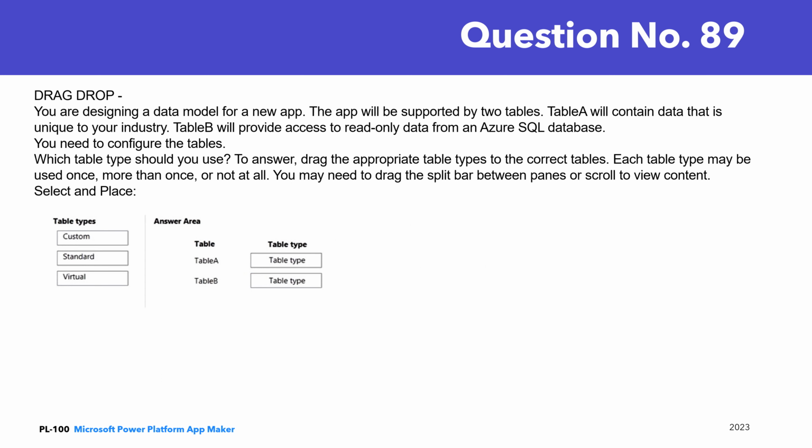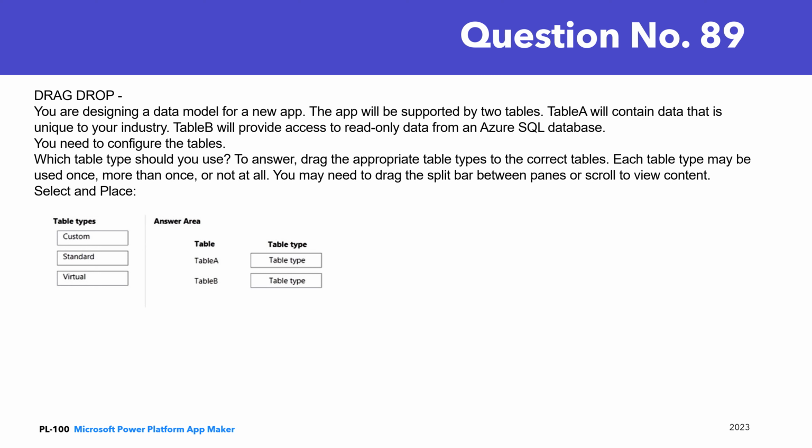You are designing a data model for a new app. The app will be supported by 2 tables. Table A will contain data that is unique to your industry. Table B will provide access to read-only data from an Azure SQL database. You need to configure the tables. Which table type should you use?